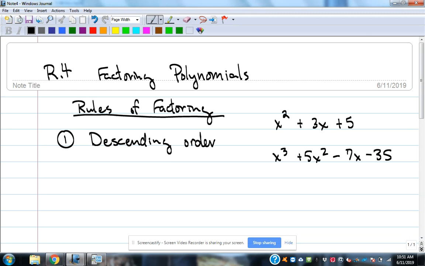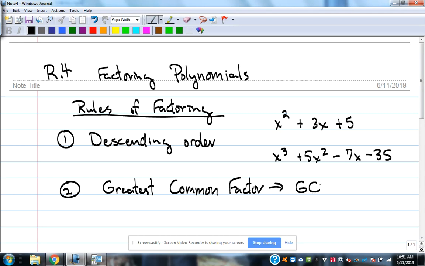If you rearrange it so it's in descending order, then factoring is going to be much easier to look at and get going. All right. So descending order is the first thing you have to do. The second thing you have to do is find what's called the greatest common factor. The greatest common factor, we'll abbreviate that most of the time as GCF.